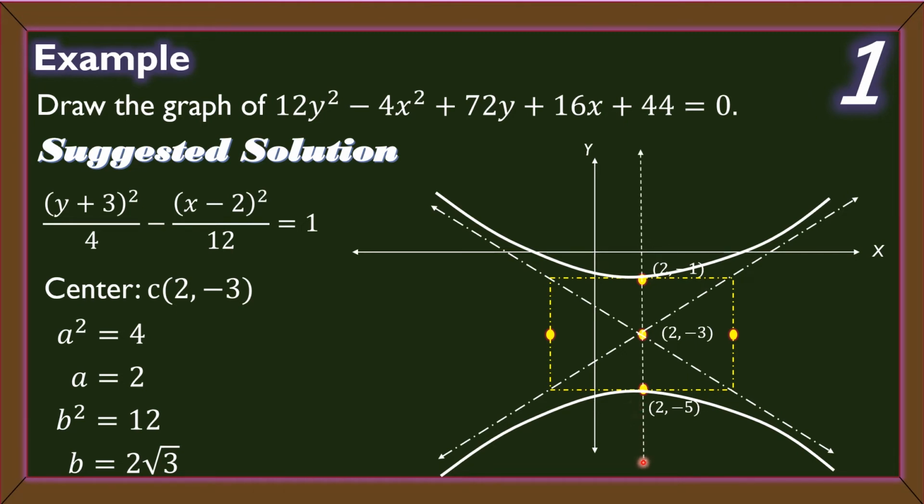And if we're going to locate the foci, this will be collinear with the vertices and the center. And since a squared is equal to 4 and b squared is equal to 12, we have c squared is equal to 16. And from here, getting the square root of both sides, c is equal to 4. So a focus is 4 units away from the center going up and 4 units away from the center going down. The foci will have the coordinates (2, 1) and (2, -7).